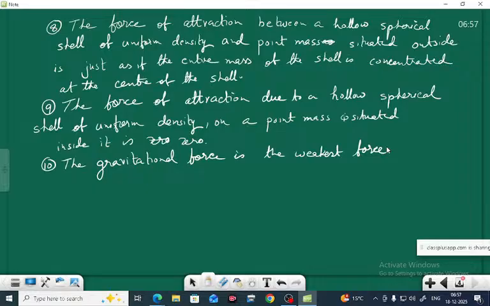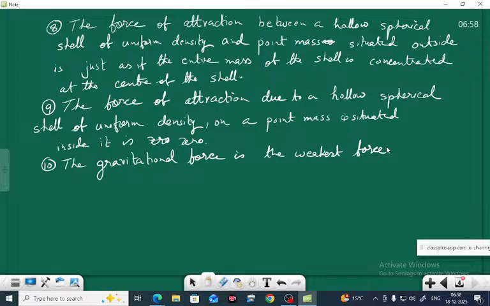Third point: if F12 is the gravitational force on body 1 due to body 2, and F21 is the gravitational force on body 2 due to body 1, then they are related as F12 equals minus F21. I already told you that, according to Newton's third law of motion. And gravitational force is a central force, which I already discussed. Not only that, gravitational force is a conservative force also, and it is the weakest force in nature.